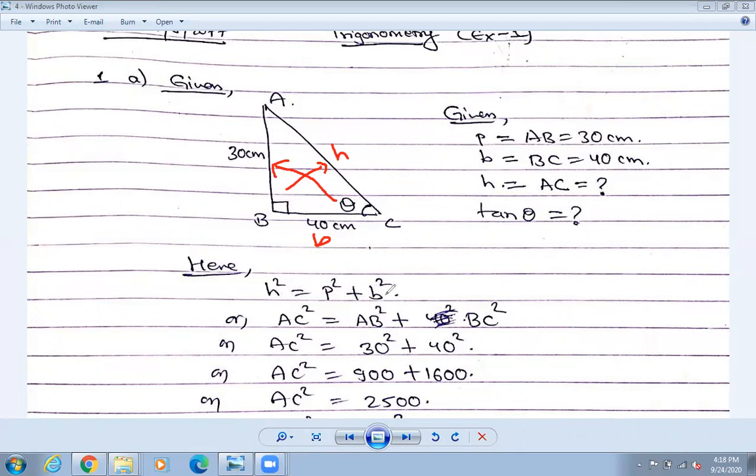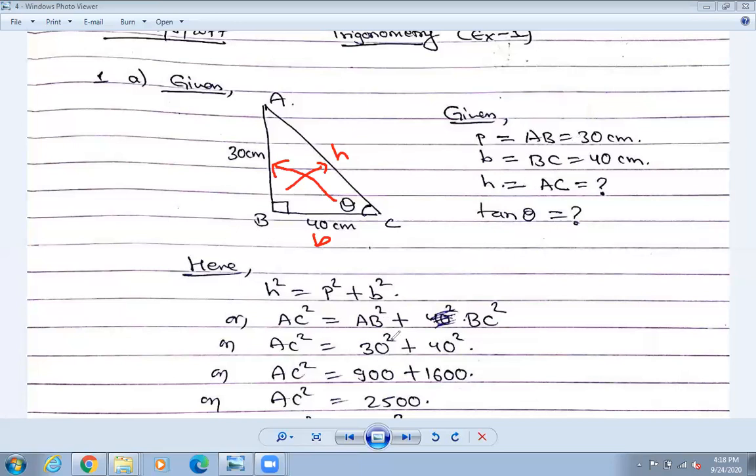H square equals P square plus B square. What is the value of H? H was AC. So AC square equals perpendicular square. What is the name of perpendicular? AB. AB square plus base square, and the base is BC, BC whole square. Is that okay or not? Do we have the value of AC? No, write down AC itself. AC square equals, so what is the value of AB?